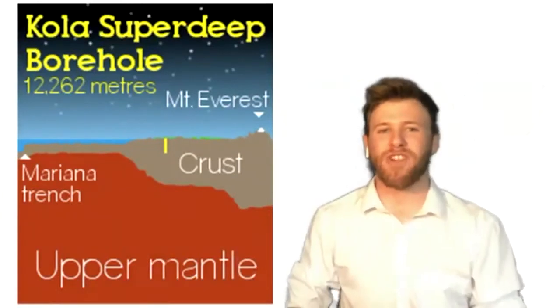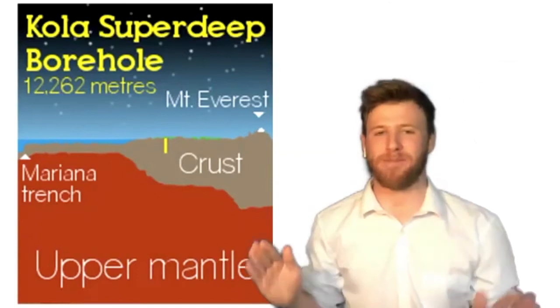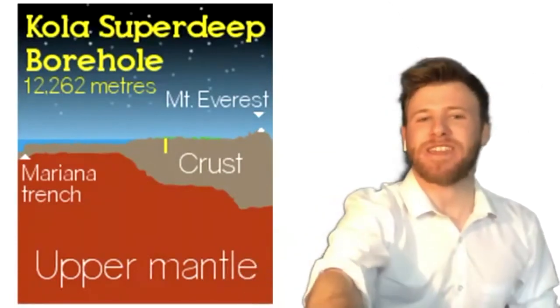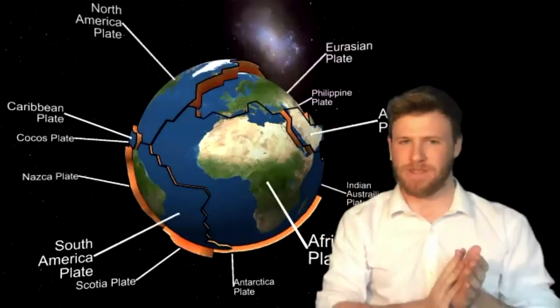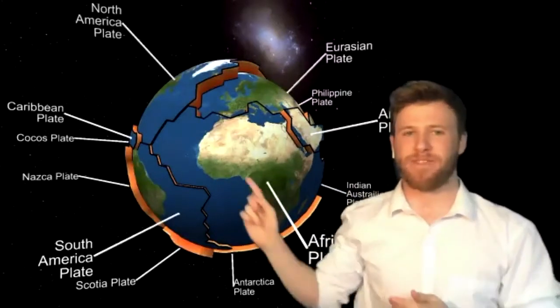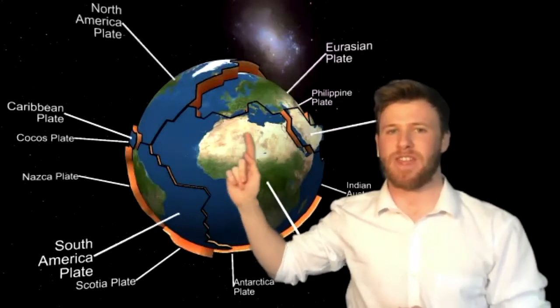So the crust itself isn't made up of one continuous piece. It actually kind of fits together a bit like a jigsaw. So this is a good 3D image of it. We can see the crust has all the countries on it, all the oceans on it, things like that. It's separated into these different bits.